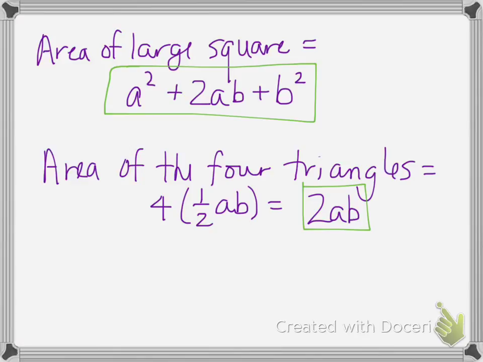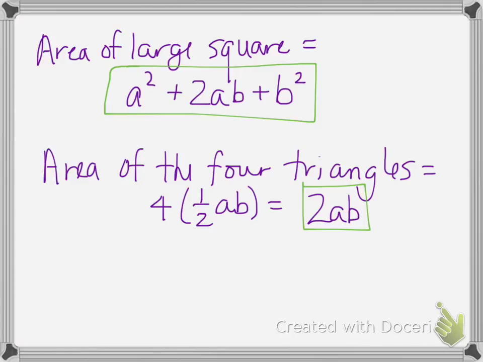The area of the 4 triangles around the perimeter of that square is 4 times the area of one of them, because they're congruent triangles, so they all have the same area, is 2ab, or 2a times b.